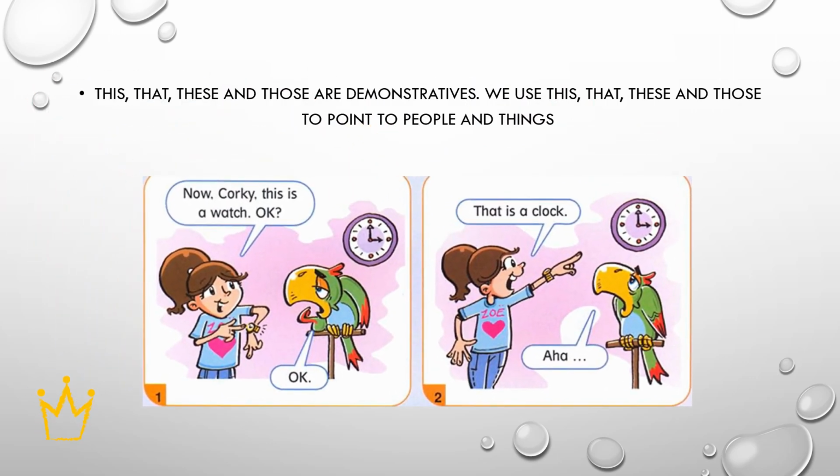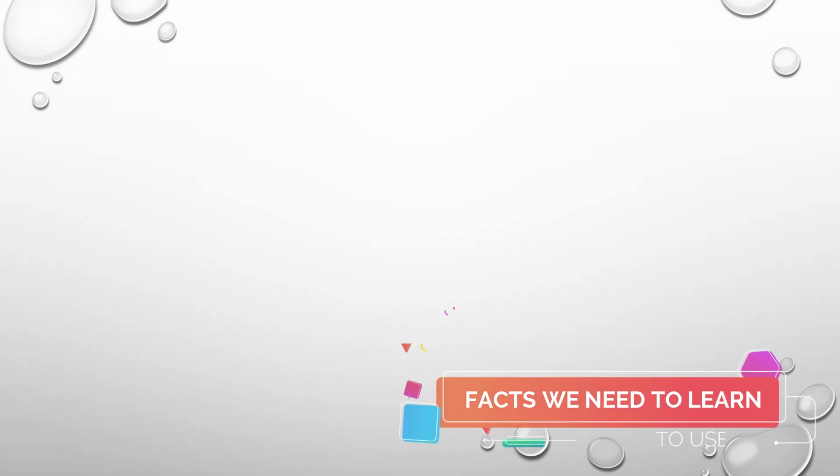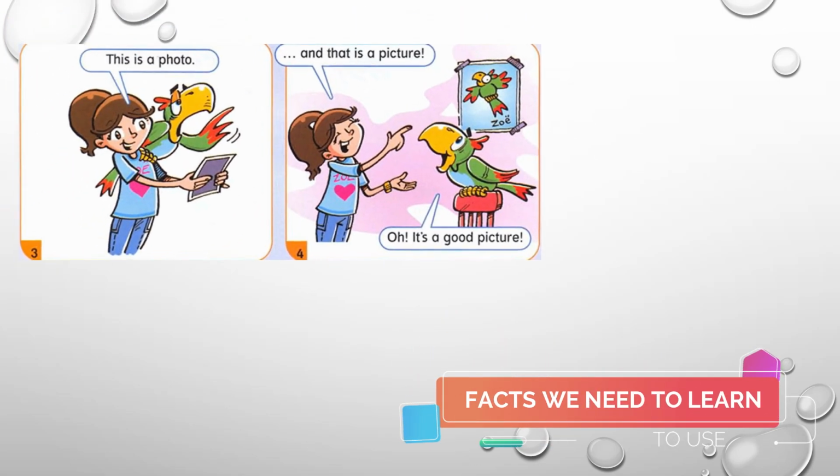And what is this? We use them to point to people and things. For example, this is a watch, or that's a clock. As you can see here, we are using this and that to point to things, a watch and a clock. This is a photo, and that's a picture.